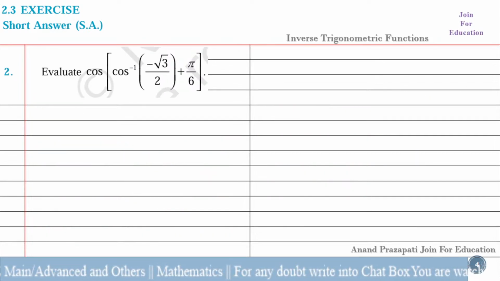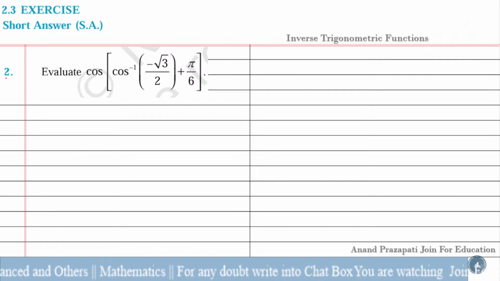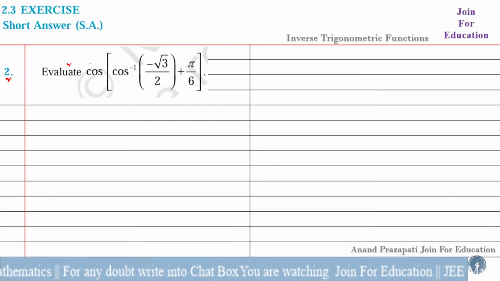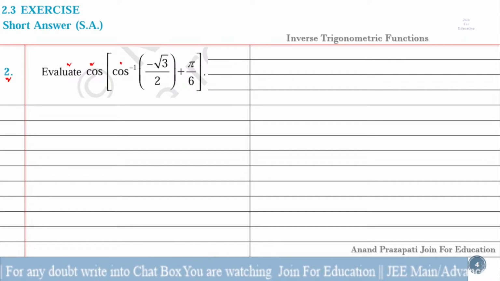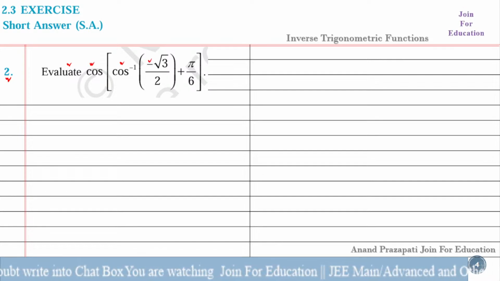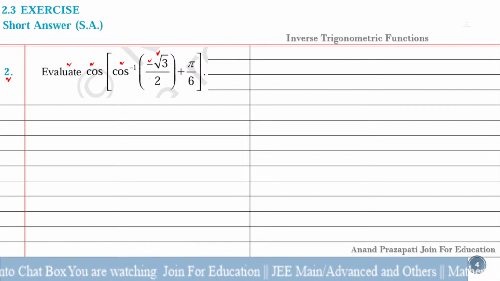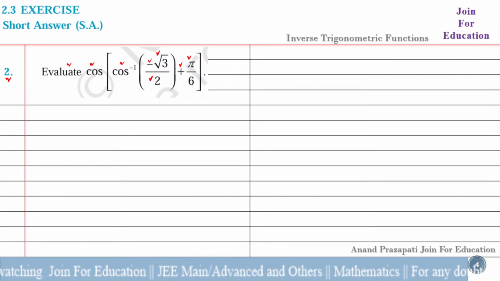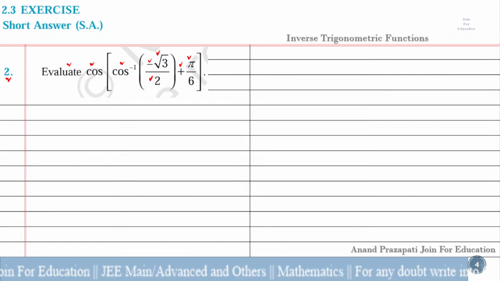Let's see question number 2. In this question, we are asked to evaluate cos of cos inverse minus root 3 by 2 plus pi by 6. Let's see the solution of this question.